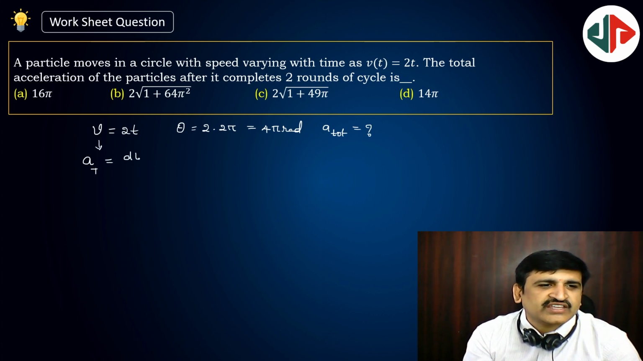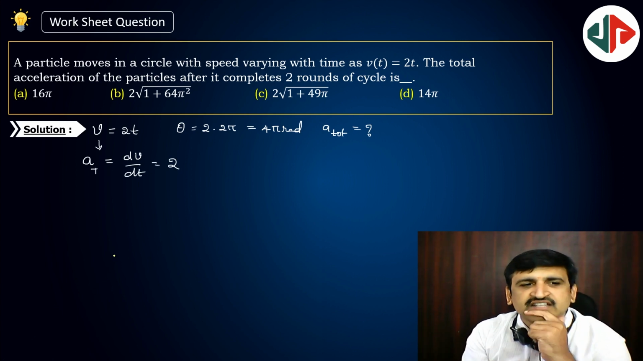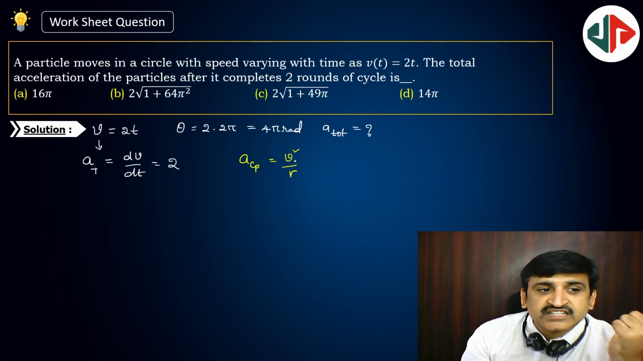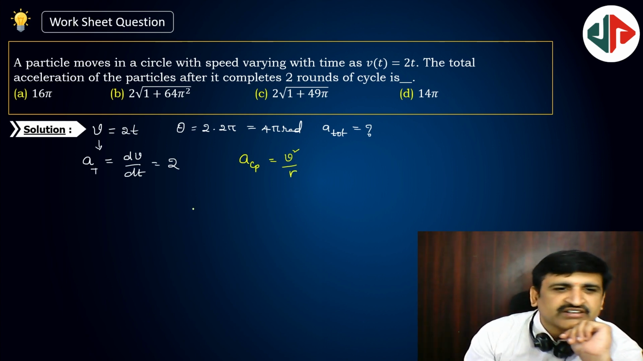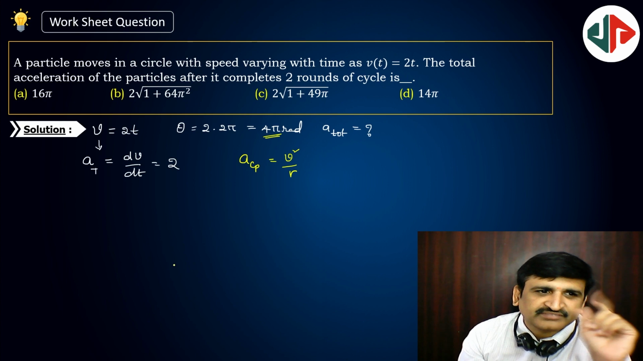So dv by dt, that's why I took this one first. So 2, this is the first part. Next, ACP, I want centripetal acceleration. Centripetal acceleration is ACP, that is equal to v square by r. Velocity is given as a time dependent function, but he is asking velocity after displacement. So we have to use some techniques here.